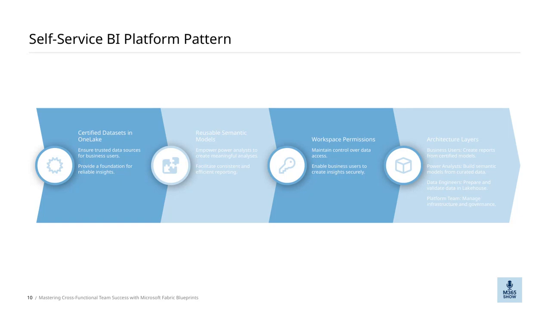Let's take a closer look at the self-service by platform pattern and how it supports cross-functional team success with Microsoft Fabric blueprints. On this slide, we see that different roles have distinct responsibilities to ensure a smooth and efficient analytics process. Business users are empowered to create reports directly from certified models, which means they can access reliable data without needing deep technical skills. Power analysts, on the other hand, focus on building semantic models from curated data, enabling them to design meaningful insights that everyone can understand.